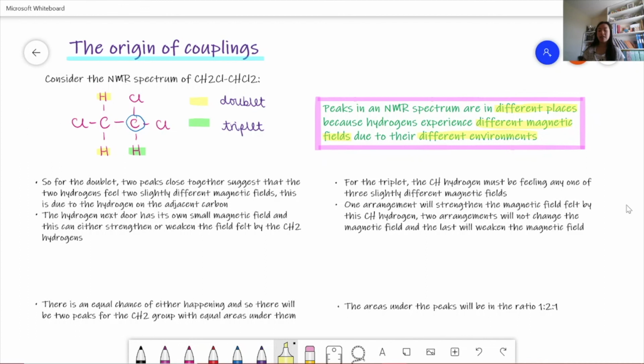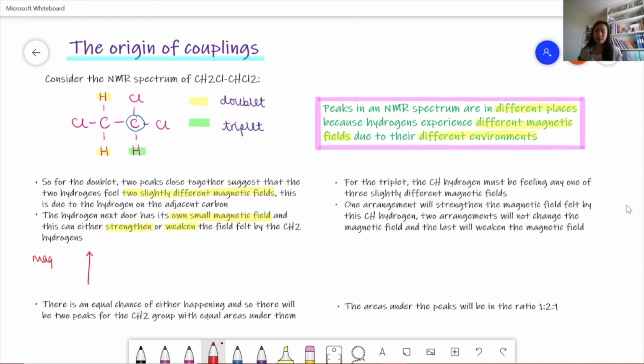So this is formed from the CH2 group. So the CH2 group forms a doublet. And 2 peaks close together suggests that these 2 hydrogens feel 2 slightly different magnetic fields. And this is due to the green hydrogen that we have, which is on the adjacent carbon. This is because the hydrogen next door has its own small magnetic field, and depending on how it's aligned with the magnetic field, it can either strengthen or weaken the field felt by the CH2 group.